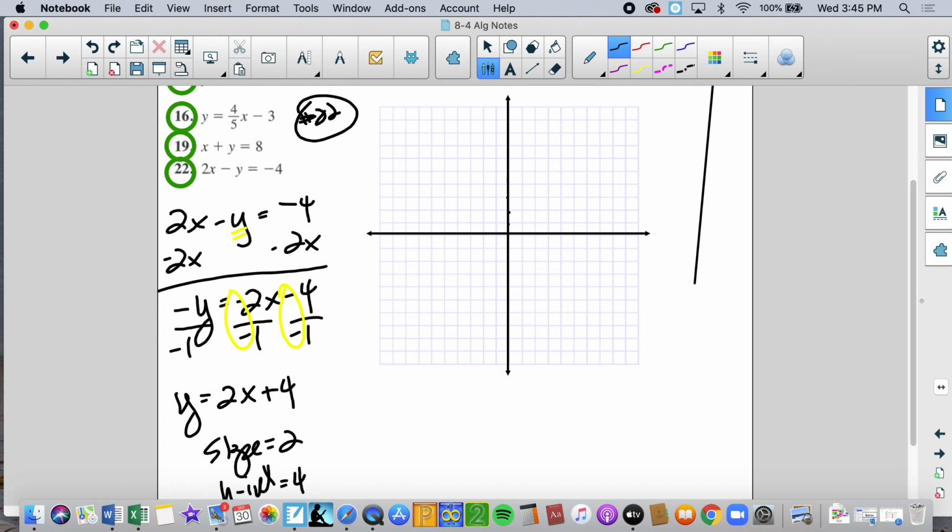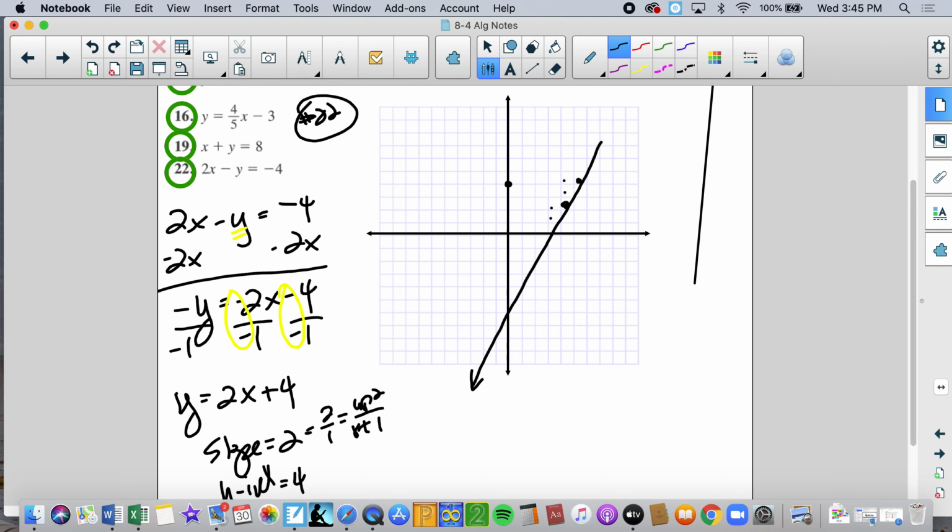1, 2, 3, 4. And now let's use slope. Slope is 2. 2 as a fraction is 2 over 1. That means up 2, right 1.